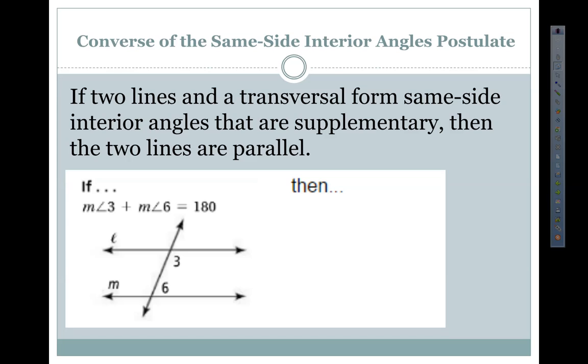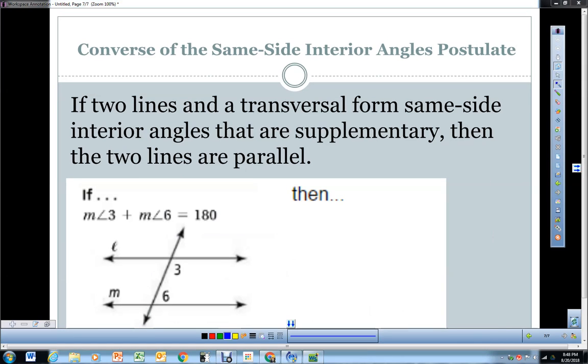If two lines and a transversal form same side interior angles that are supplementary, then the two lines are parallel. Notice this is the only one that is a postulate. Anything that adds up to equal 180 is going to be a postulate here, which means it's going to be same side interior. So if we have angle 3 and 6 that add up to equal 180, then we know that line L is parallel to line M. So if same side interior angles are supplementary, then you know your lines are parallel.